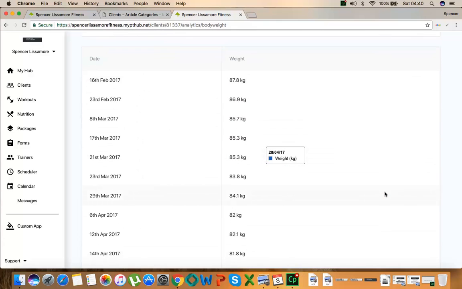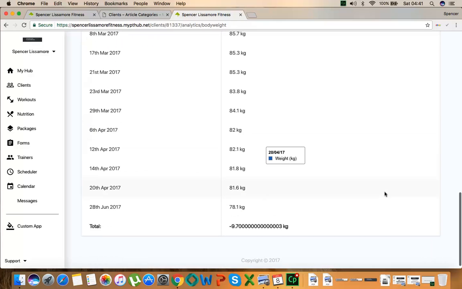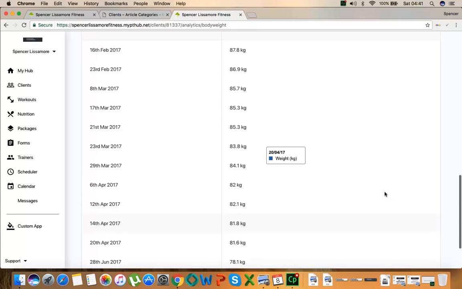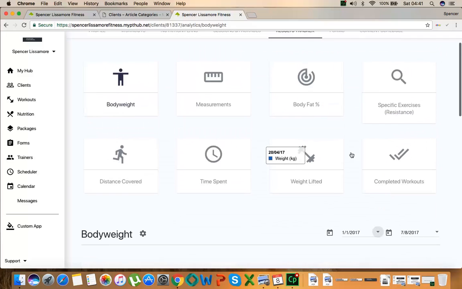And as a client, as me as a personal trainer, I will always keep on top of this. Should you not be able to, it is what you pay for at the end of the day. So I will always keep on top of your figures and track any progress. And we have a total of 9.7 kilo lost thus far. Superb work. Excellent. And this is just one client, you know. This is all available to every single one.